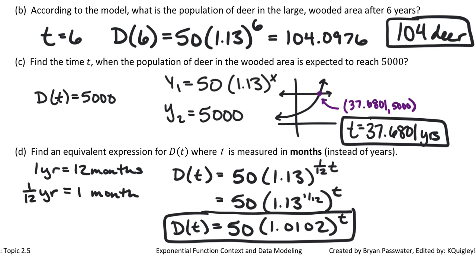So there is going to be a possibility that you will take an already written equation and change what the variable is representing using this idea of a horizontal dilation. So you just have to figure out how to make 1 month in terms of year. And 1 month is a 12th of the year.